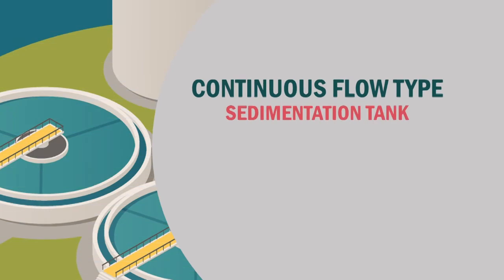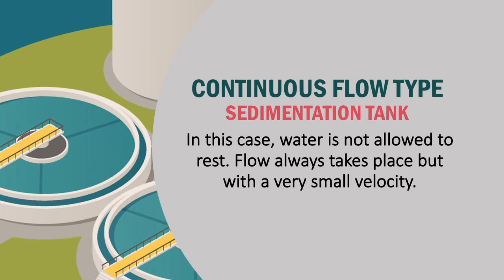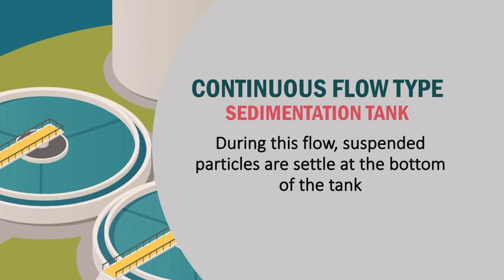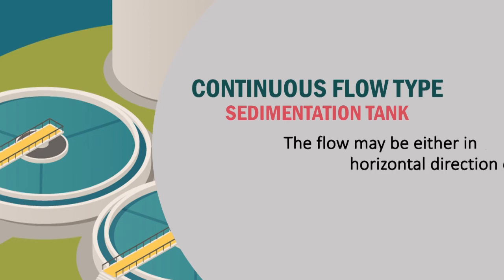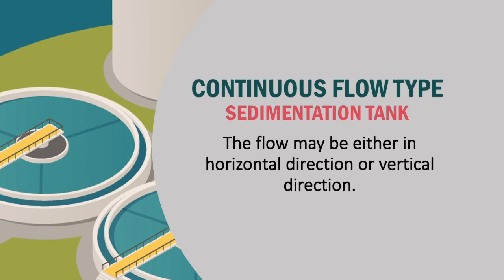Continuous flow type sedimentation tank. In this case, water is not allowed to rest. Flow always takes place but with a very small velocity. During this flow, suspended particles settle at the bottom of the tank. The flow may be either in the horizontal direction or in the vertical direction.